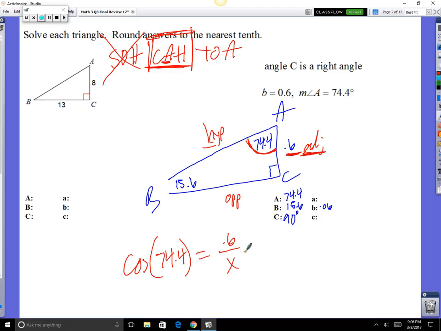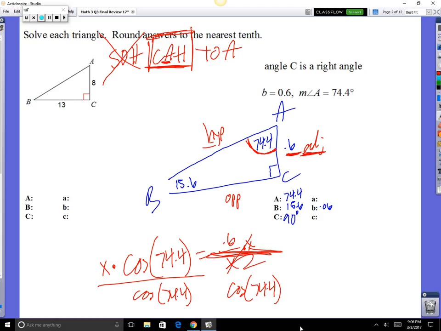So if x is on bottom, let's get x out of the bottom. So undo divide x. So let's times x times x. That undoes. Now you got x times cosine of 74.4. So undo the times. So divide this by cosine of 74.4, and divide this side by the cosine of 74.4. Okay. So now it's just calculator, just go 6 divided by cosine of 74.4, hit enter, and that should be 22.3. Not degrees, 22.3 inches or whatever they're measuring.